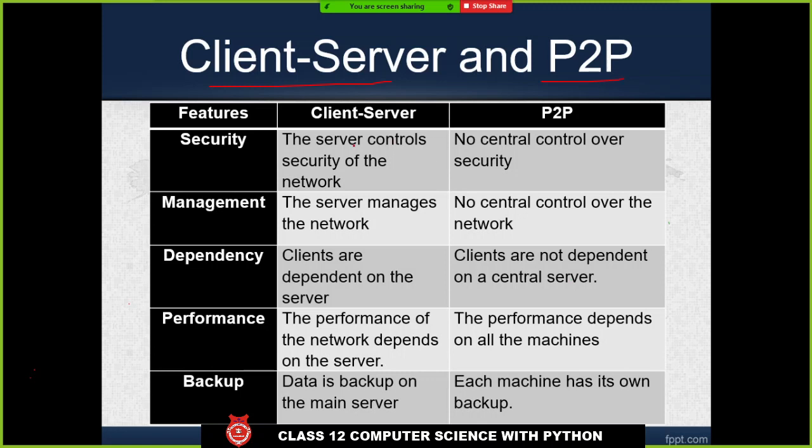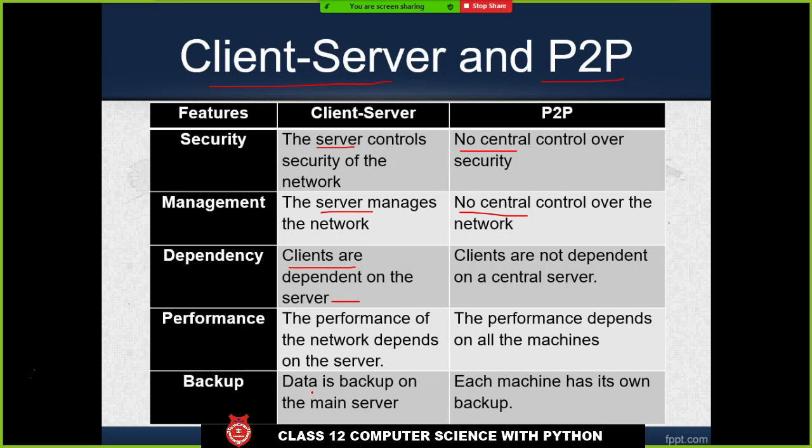In client server, the server controls the entire network, but in P2P there is no central control. And in terms of management, the server manages the entire network, but in P2P there are no nodes that manage the network. In dependency, in client server, clients are dependent on the server, but in P2P, clients are not dependent on the server. In terms of performance, the performance of a network depends on the server, and in P2P, the performance depends on all the computers connected to that P2P network.